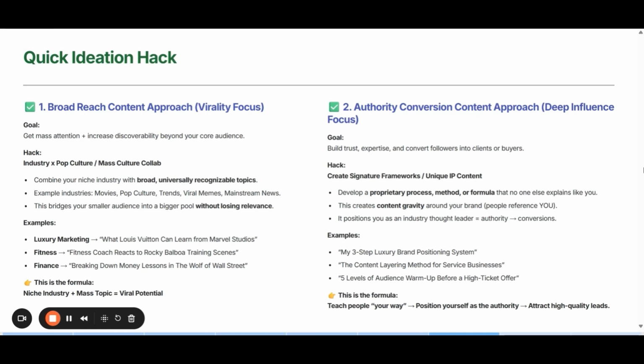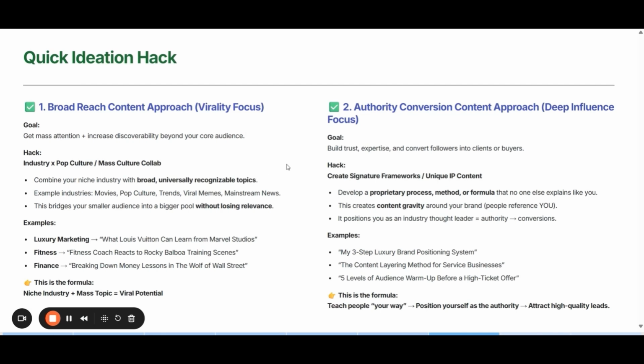First, if we are ideating broader content, you have to keep in mind that obviously the goal here is to get mass attention and get virality, right? So what you have to do is merge your industry with broader topics, right? The topics which are more relevant to the audiences. So, for example, let's say your industry is fitness, right? And obviously, not everyone is into fitness, right? But there are some other topics which are broadly relatable to a bigger audience, right?